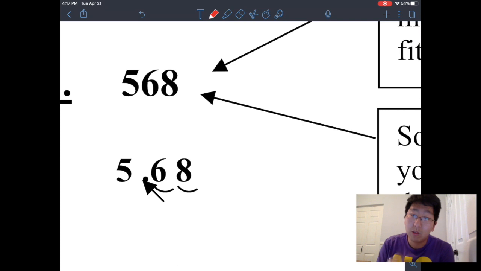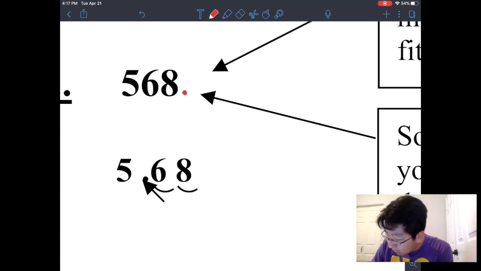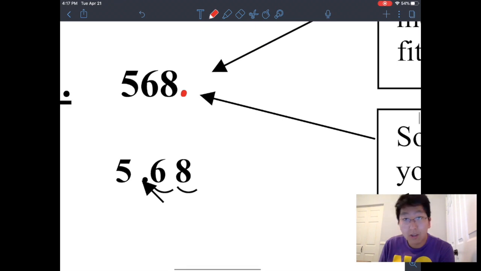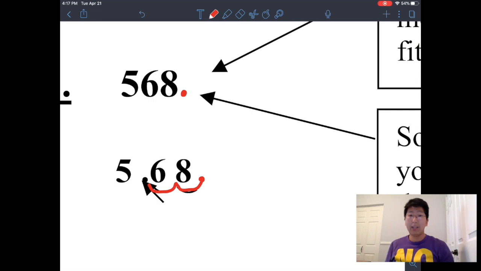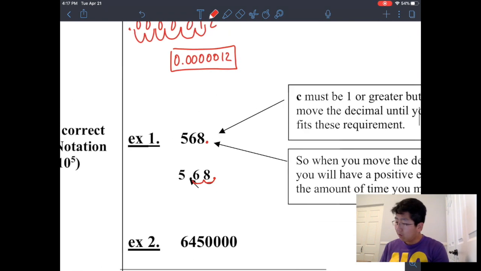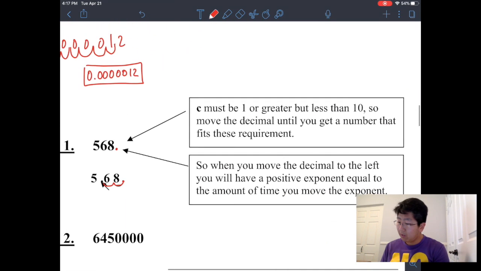Now, if you don't see a decimal point and you have a whole number, the decimal point is always at the end. Okay, it's invisible, but it's always at the end. So what we need to do is move it over 1, 2 times. Why? Because 5.68 is larger than 1 and less than 10. So right here, you're going to move the decimal point to the left and you'll have a positive exponent.